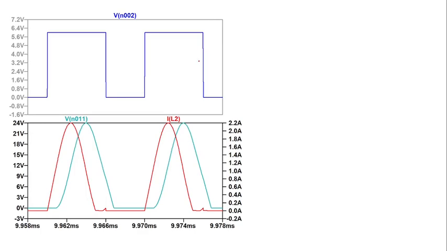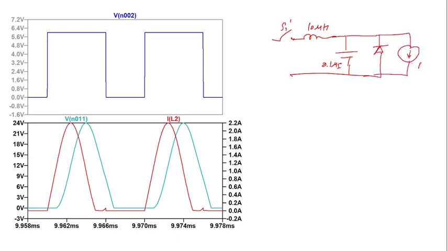SPICE simulation results are here, where for the switch S1 prime and inductor I have taken 10 microhenry only, and for the ZCS circuit I have chosen 0.1 microfarad only. And here this is the freewheeling diode, and this is the 1 ampere load current, and here the 12 volt input voltage. The red shape here is the inductor current, and this shape shows the capacitor voltage in this direction, and this is the gate voltage of the device S1 prime.